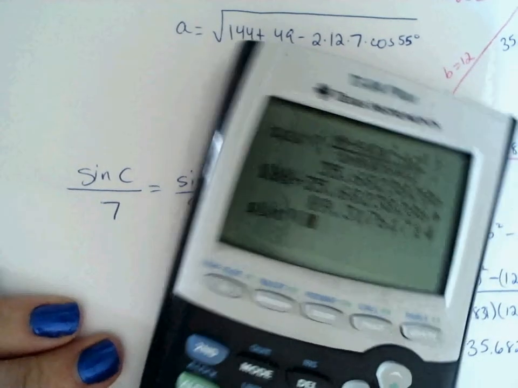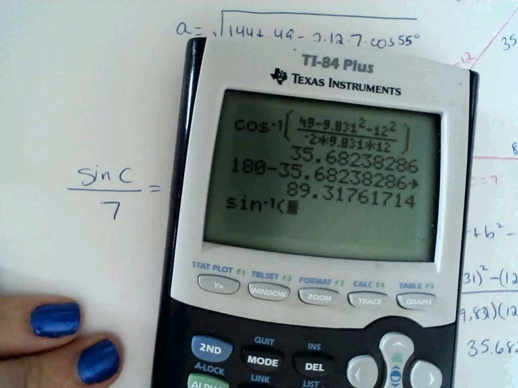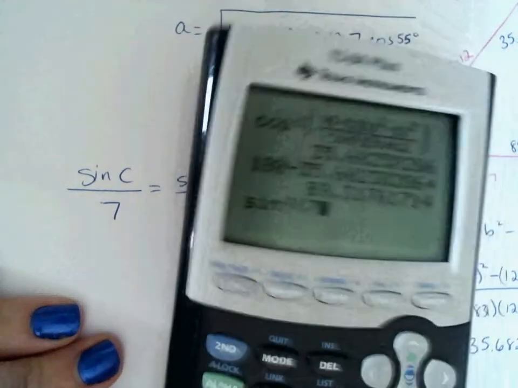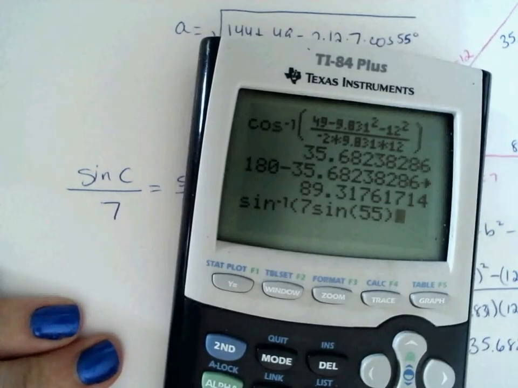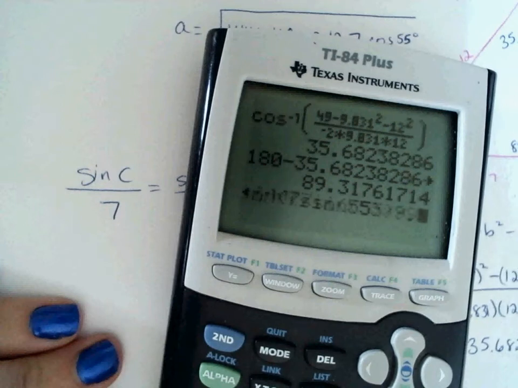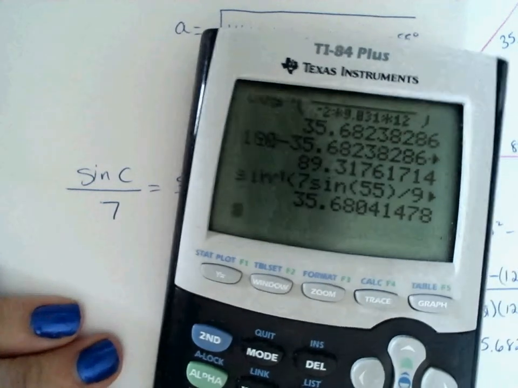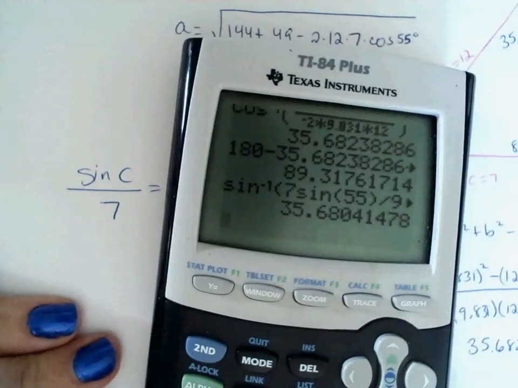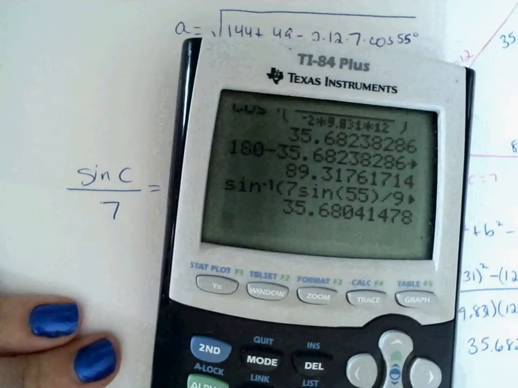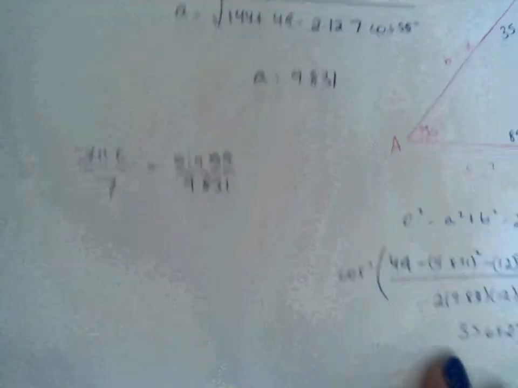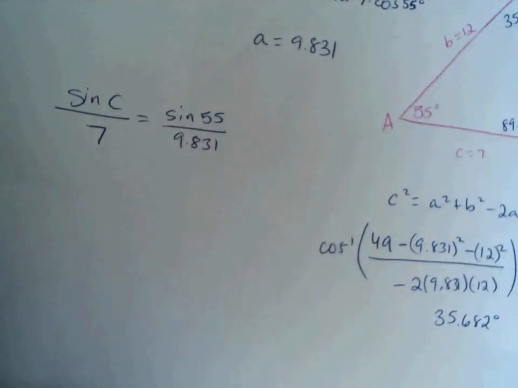So sine inverse. Because I'm doing this fraction, that made me think. I'm going to go ahead and type it in: sine of 55 divided by 9.831, times 7, and I get 35.680, which is close. It's almost the exact same thing we got. It's off by 2. Interesting.